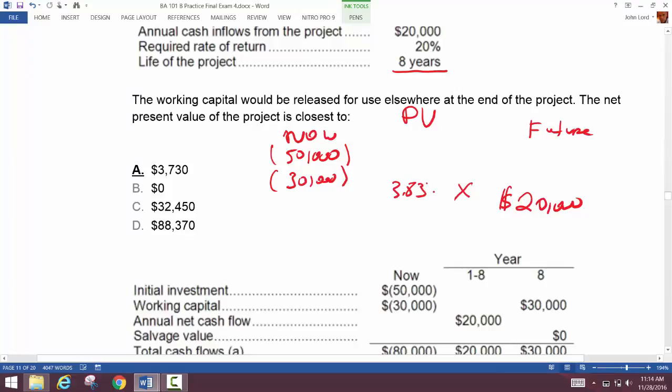3.837 times the 20,000 gives me 76,000... 740. Okay. There's that. Anything else? Do I have to do anything else?